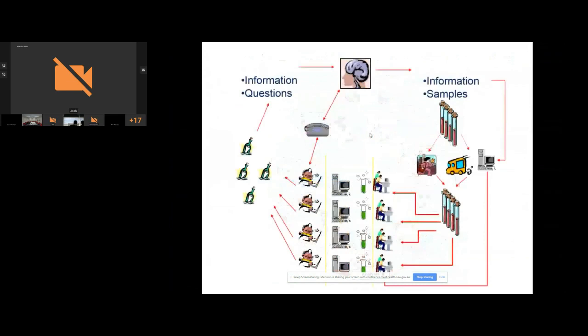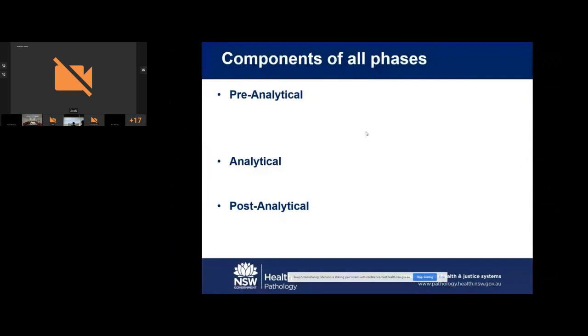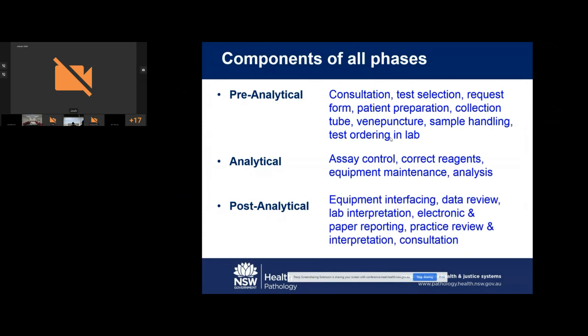Now this process can be broken down into three phases: the pre-analytical, the analytical, and the post-analytical. The steps in the pre-analytical phase include selecting the right test, filling out the request form, whether the patient required any specific preparation, the blood collection, using the right tubes, etc. The analytical phase is the assay performance and instrument maintenance, etc. The post-analytical is how we go about reporting the results, whether there's an interpretive comment, and whether those results are looked at and acted on appropriately.